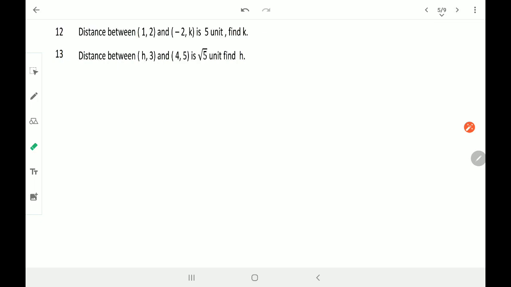Next देखते हैं. Here we have another question. Distance between this point and this point is 5 units. This time it is not about finding the equidistant point and then finding the value. Here we are given directly the distance, and then I have to find out the value of k. Okay, so what I have to do here, let us see. We have A (1, 2) and B (-2, k).